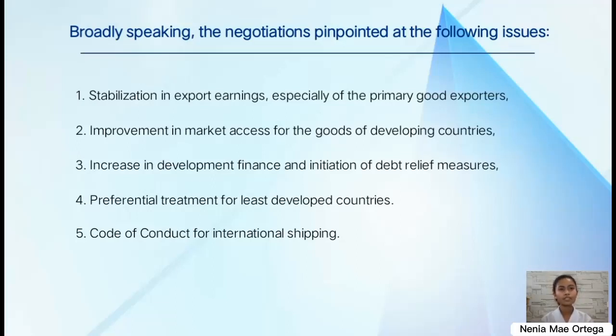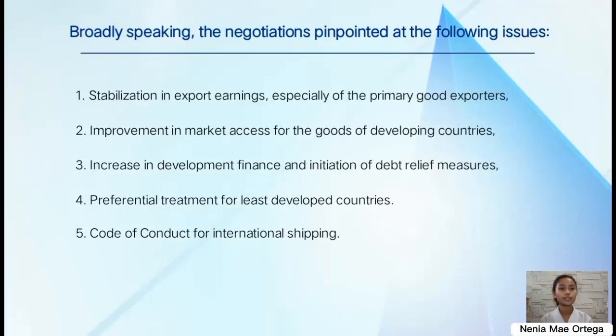Next is the preferential treatment for the least developed countries or the LDCs. So the UNCTAD has played a key role in mobilizing international support for the LDCs, creating the Substantial New Programme of Action or the SNPA in 1981 and an agreement in 1995 to improve the transport systems.